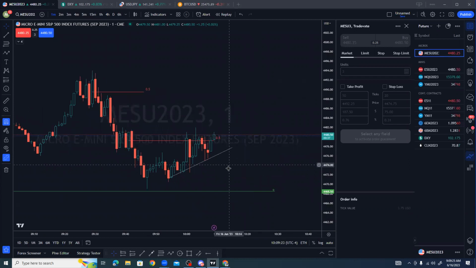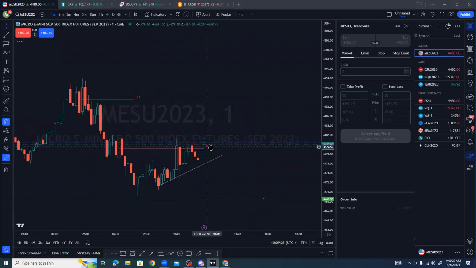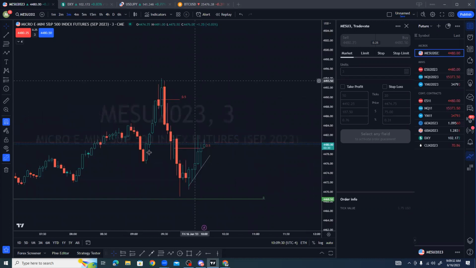If we continue above this, we'll leave that behind, then for sure we could probably think about getting into another long trade for the highs.